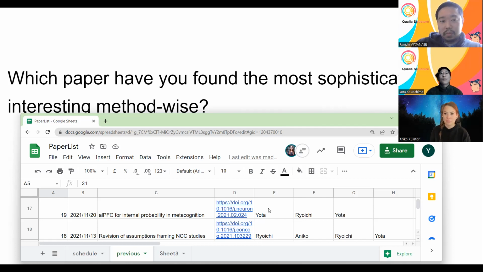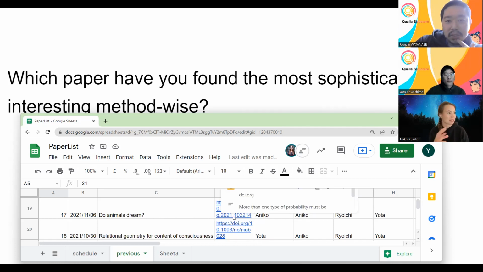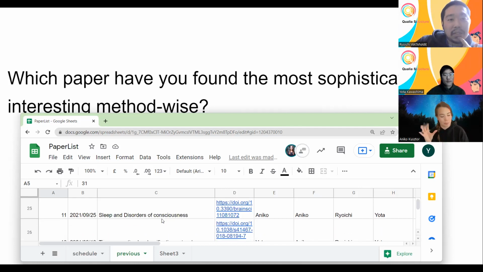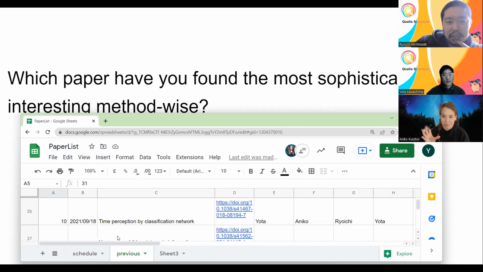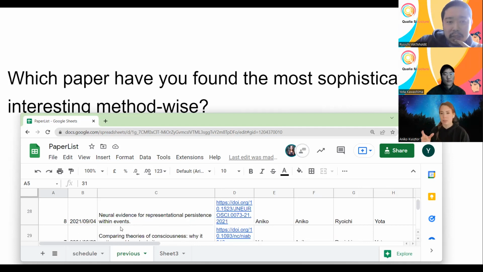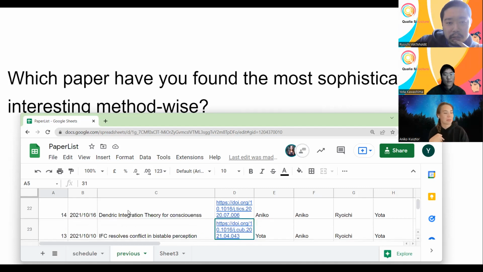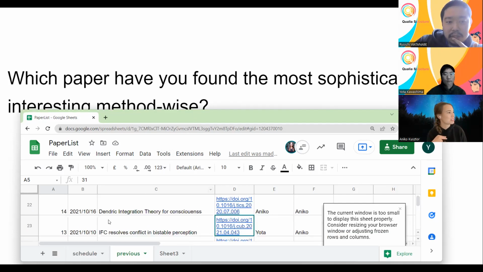Yes, next, Aniko. Oh yeah, for me it is the Weilhammer paper, the inferior frontal cortex. Like you said, you already summarized the paper: they did a very interesting fMRI experiment with, I think, multiple experiments. They also did TMS on bistable perception, and I think they have a very nice, sophisticated and logical methodology. So I was definitely very impressed by that paper.